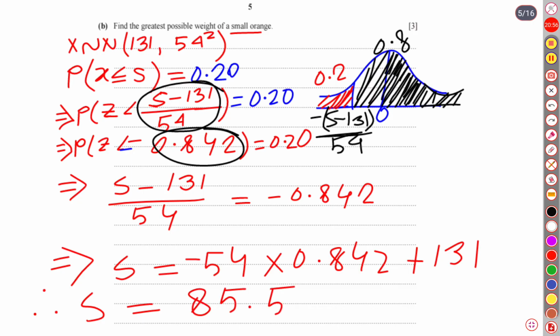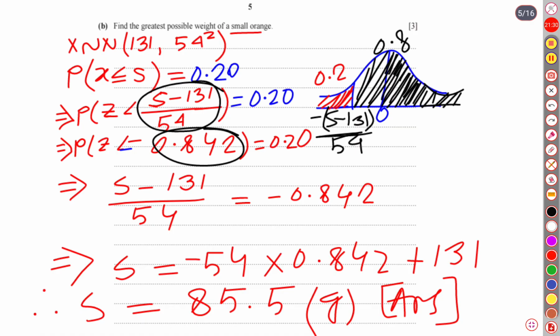85.5 gram. So this is the least greatest value, that means all the oranges weighing equal to 85.5 or less than 85.5 will have this probability of 0.20. I think you have understood my point. The point is, whenever the probability given is less than 0.5, then we will find the corresponding z-score of the greater probability, just vice versa.